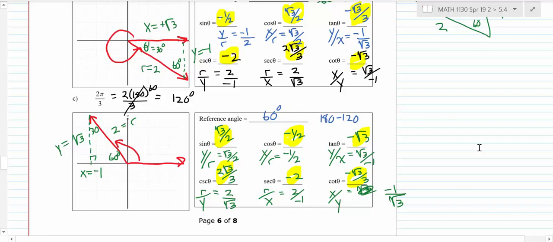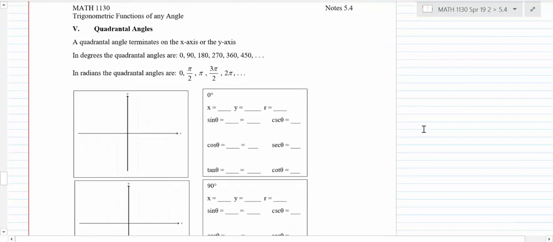And what I want to do on the next page is go ahead and we're going to do what we call quadrantal angles. A lot of these special angles you want to be able to figure out in your head, so you don't have to use a calculator all the time.